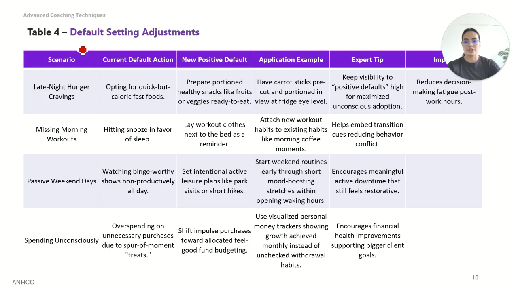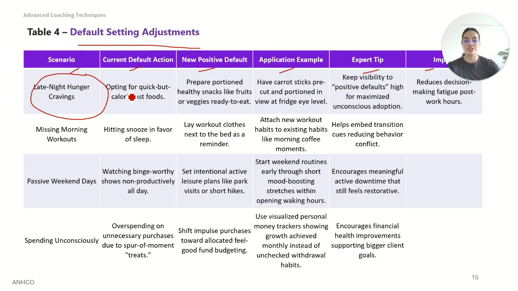Table number 4 talks about the default setting adjustments. Let's have a look at some scenarios: the current default action, the new positive default, application example, expert tips, and at the end, the impact. We can have a look at the first option, which is late night hunger cravings.